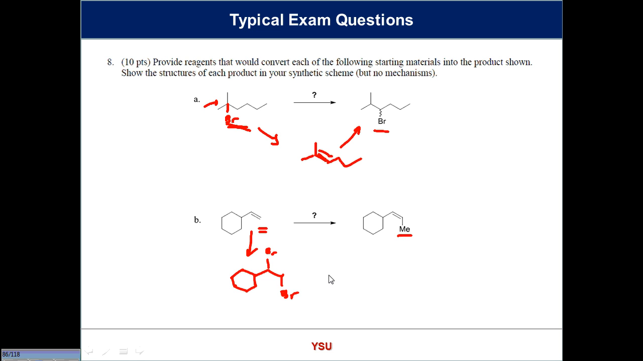So I'm going to put this on. I'm going to get my alkyne. I think my alkyne is going to go here. And that gives me the piece that I need. I then need to put my methyl group on. So what do I do for this? What do I add to this?